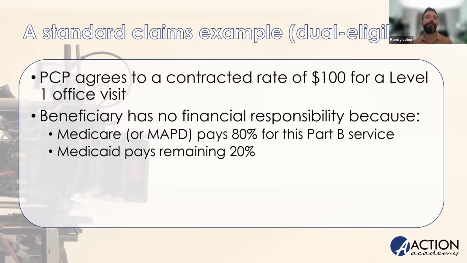In this very vanilla routine case, your beneficiary has no out-of-pocket responsibility, because behind the scenes, Medicare, or in this case the MAPD, is paying 80% for that Part B service, and Medicaid is going to be paying the remaining 20% behind that. So that 80 plus 20 is 100% coverage. Your beneficiary has no financial responsibility. But not every case is so cut and dry.